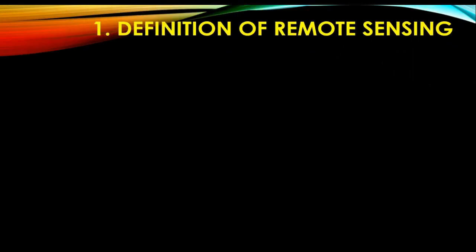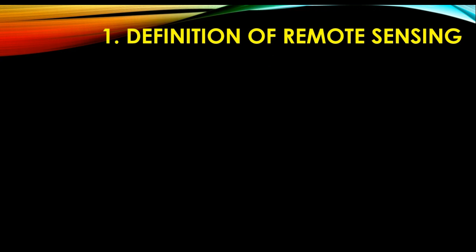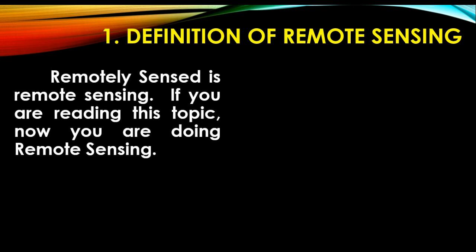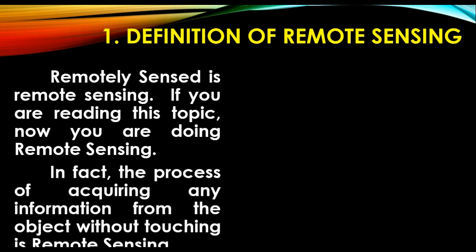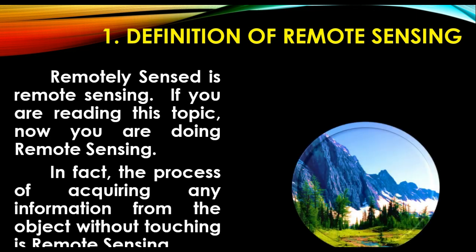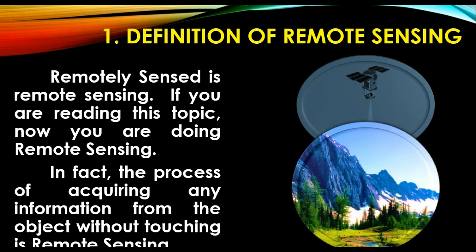Definition of remote sensing. Remotely sensed is remote sensing. If you are reading this topic, now you are doing remote sensing. In fact, the process of acquiring any information from an object without touching it is remote sensing.